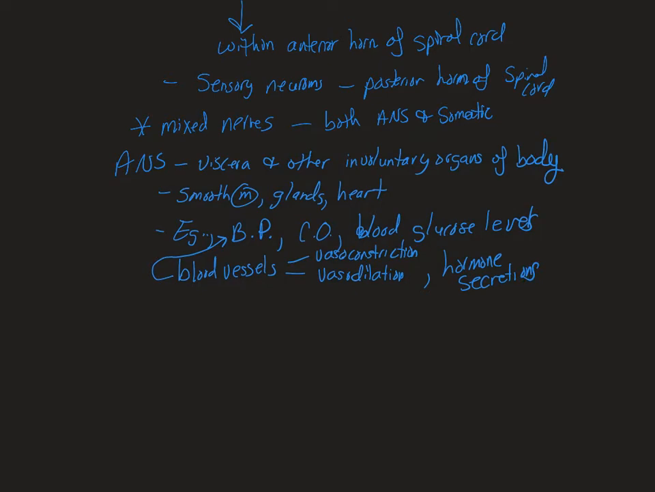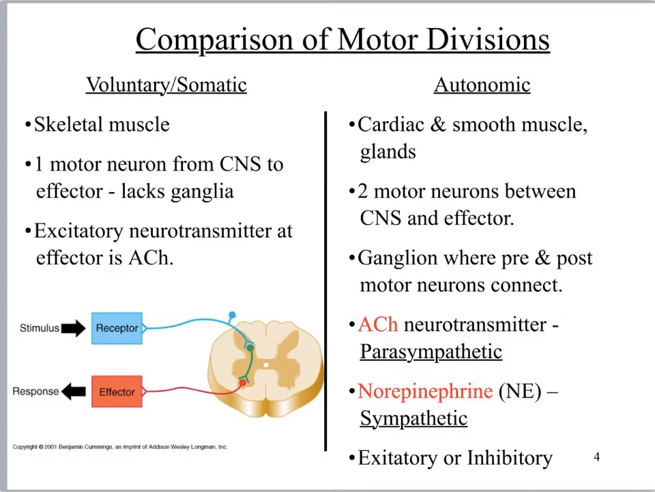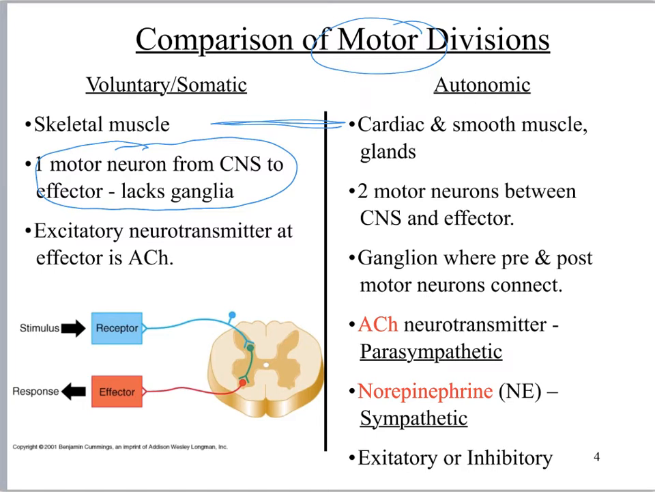All right, let's look at a diagram that I've put into your PowerPoint real quick. What I've done here is I've basically divvied up the voluntary somatic comparison with the autonomic. So I'm still looking at motor divisions. Okay, we're going to focus on that. And you can see the contrast between the two different muscle types. Here it's telling you I've got one motor neuron in the central nervous system. Over here I've got a combination of two motor neurons working together between the central nervous system and the effector organ. We'll look at pictures of that in a little bit.